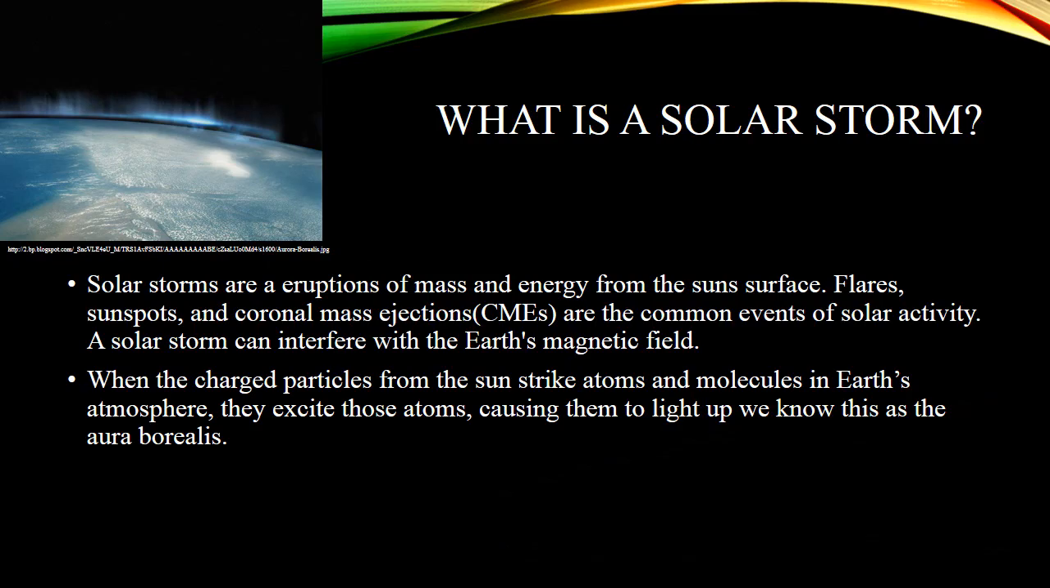Solar storms are eruptions of mass and energy from our sun's surface. Flares, sunspots, and coronal mass ejections, also known as CMEs, are the common events of solar activity. A solar storm can interfere with the Earth's magnetic field, such as disrupting phone lines and all kinds of stuff. When the charged particles from the sun strike atoms and molecules in the Earth's atmosphere, they excite those atoms, causing them to light up, and we know this as the aurora borealis, or the northern lights.